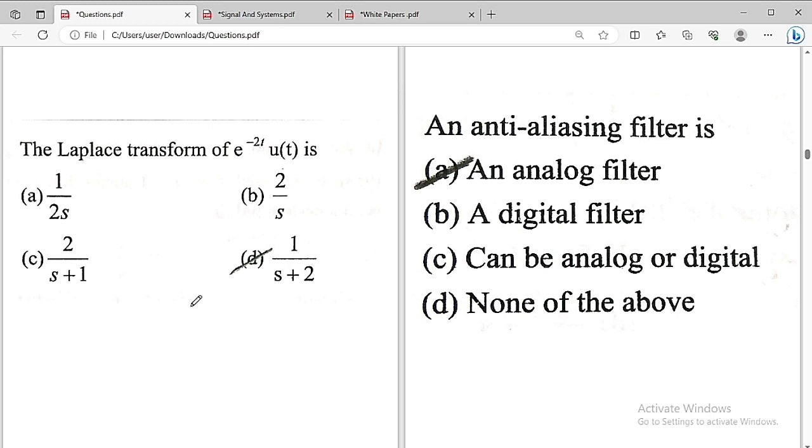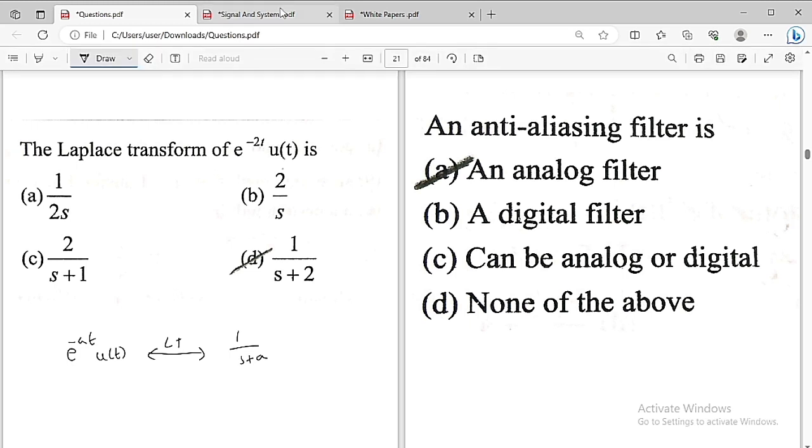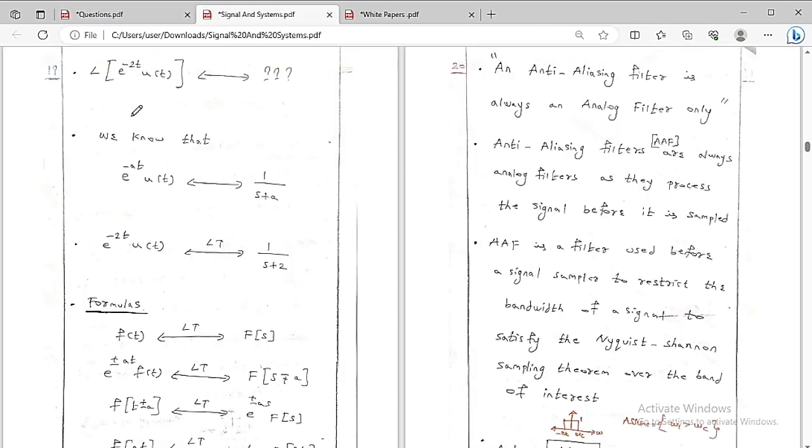So let's solve this numerical. Basically, I have already told you that e to the power of minus at into u of t has the Laplace transform 1 by s plus a. So a is equal to 2, and this can be simplified. So we are going to get 1 by s plus 2. So this is the correct solution of this question. But let us do some more further analysis. So we have to find the Laplace transform of e to the power of minus 2t into u of t. As I already told you, we know that.